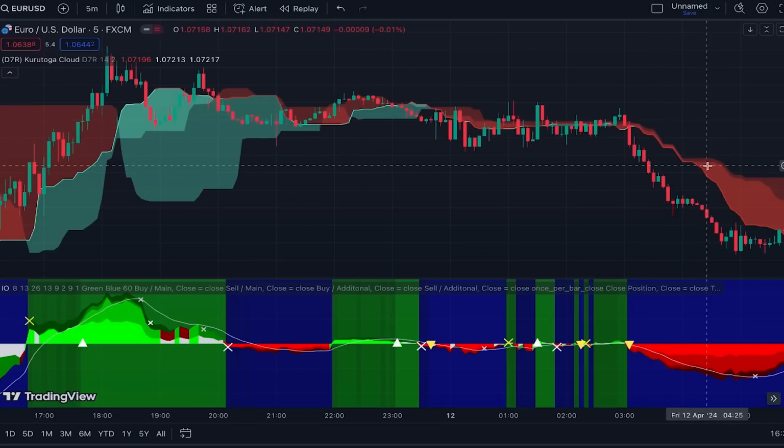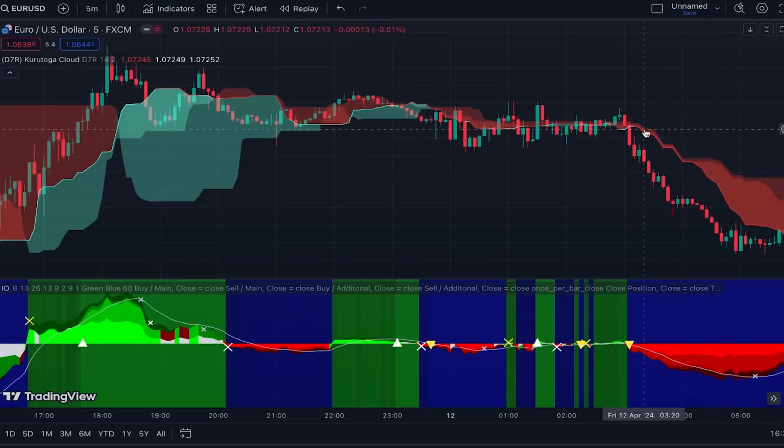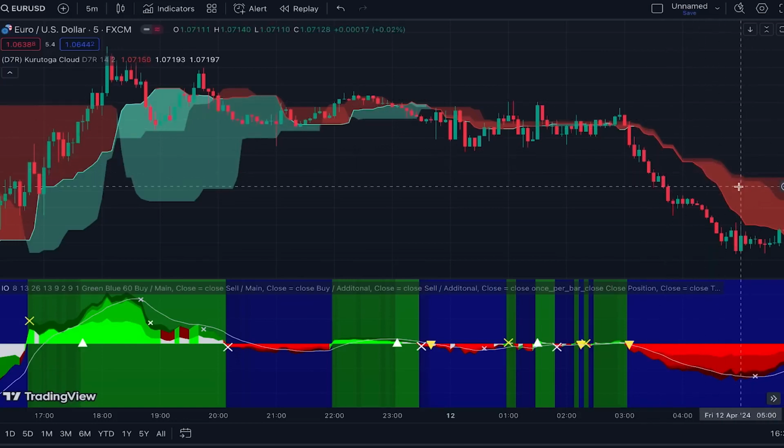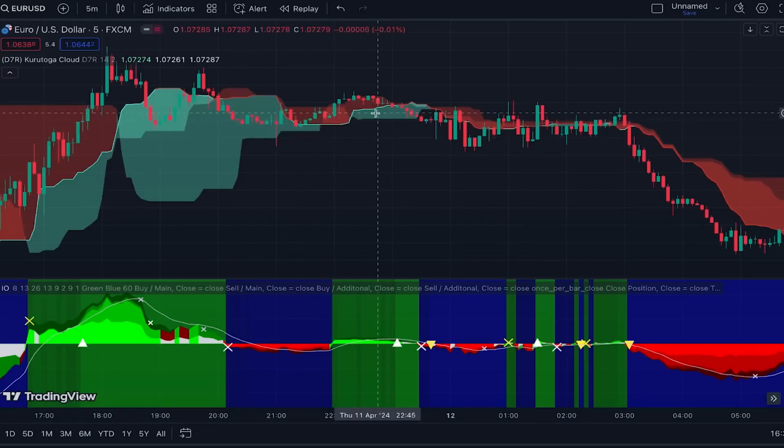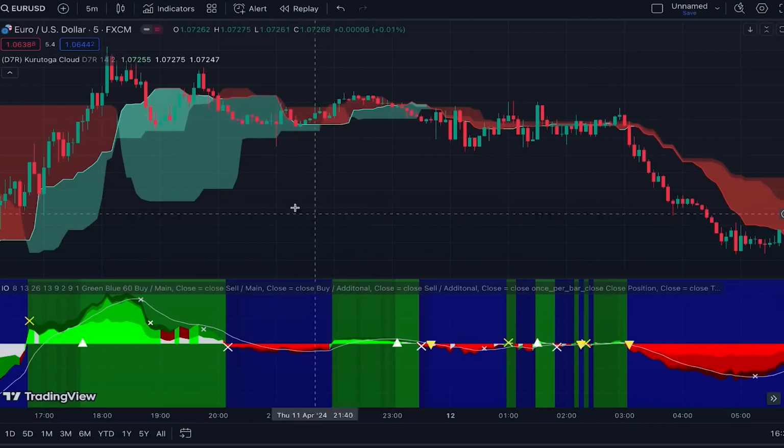When the price is below the cloud, it should be red, and when the price is above the cloud, it should be green. So when the price is inside the cloud or the cloud is in two colors, the market is not trending. Let's see how these two indicators perform in conjunction with each other.